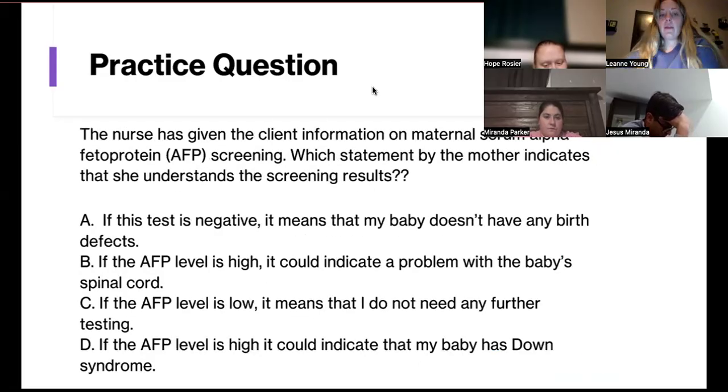The nurse has given the client this information on maternal serum alpha fetoprotein screening. Which statement by the mom indicates that she understands the screening results?